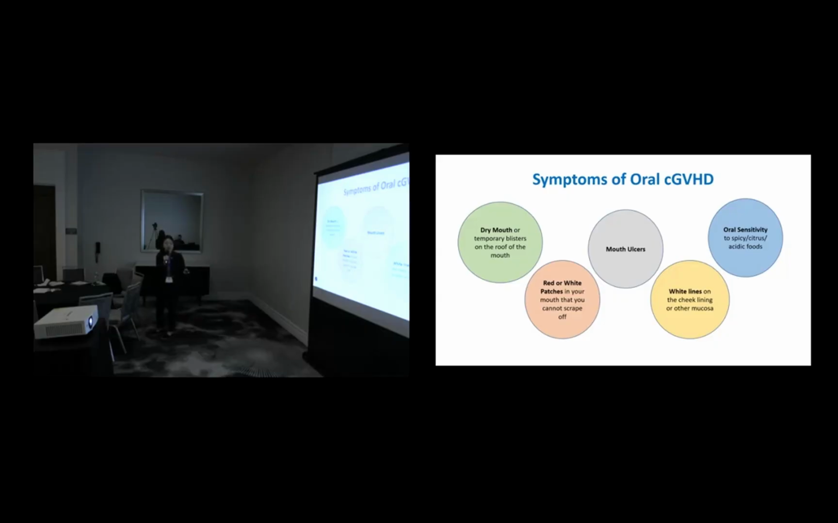And in addition to dry mouth, one common symptom that patients report is oral sensitivity, to spicy foods, citrus foods, lemons, acidic foods that you were able to tolerate before, but now you're extremely sensitive to. And just understanding some of these symptoms that could arise, these could be trigger signs and early signs of the onset of oral chronic GVHD.